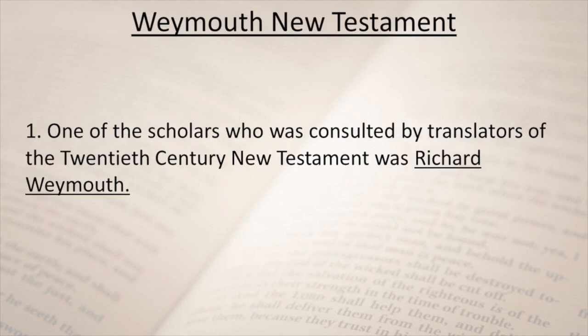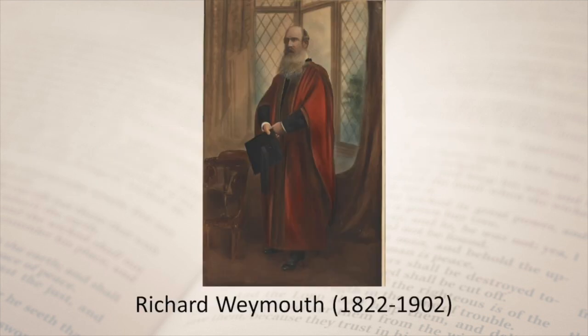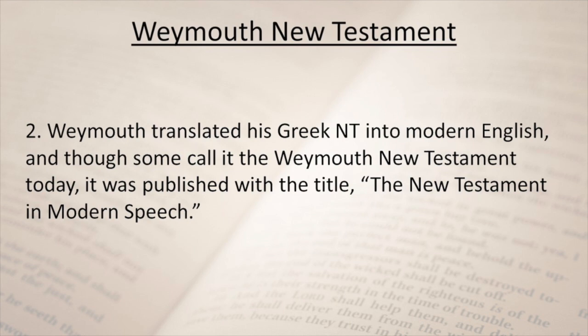One of the scholars who was consulted from time to time on the 20th century New Testament was a man named Richard Weymouth. Weymouth was a scholar who had published his own Greek New Testament in 1862. And when he retired, he decided that he was going to translate his Greek New Testament into modern English. It was originally titled The New Testament and Modern Speech, but it has since come to be known as Weymouth's Bible or Weymouth's New Testament.